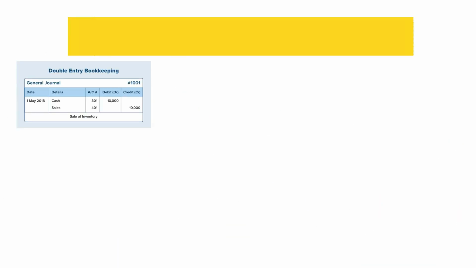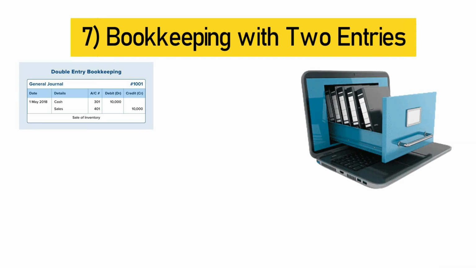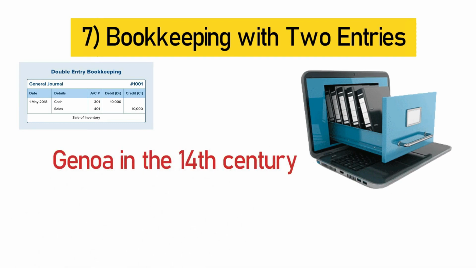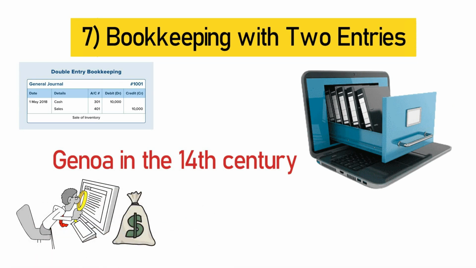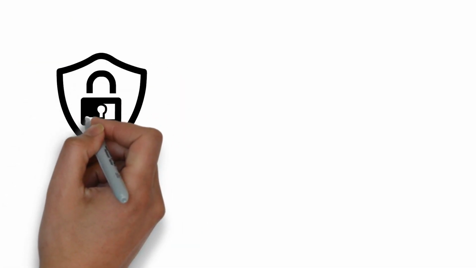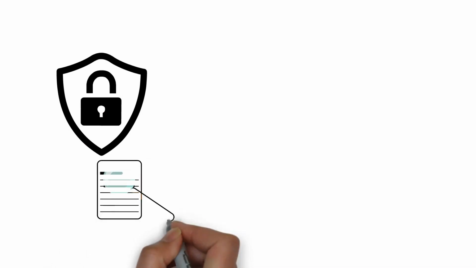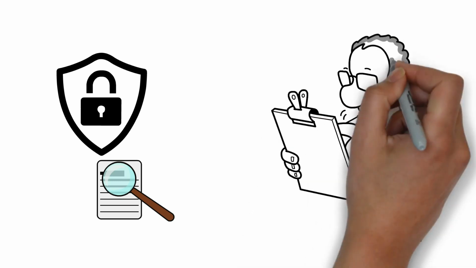Number 7, bookkeeping with double entries. The bookkeeping system, which was introduced in Genoa in the 14th century, is one of modern capitalism's marvels. Every entry, such as income, must also be entered into a corresponding account in the double entry system. This type of bookkeeping serves as a safeguard against potential accounting errors, allowing for accurate records and, as a result, more accurate behavior on the part of the business owner.